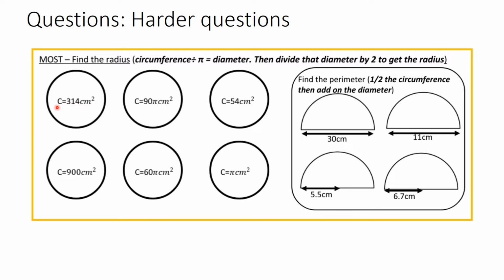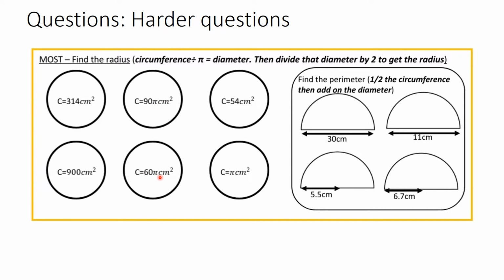So here they've told me the circumference is 314. So I'd have to take that circumference, divide it by pi, and that will tell me the diameter. However, we want to find the radius, so that diameter, you need to half it, you need to divide it by 2, and that will tell you the radius. Okay? So take your circumference, divide it by pi, that gives you the diameter, you half that to get the radius. So that's how these will work.